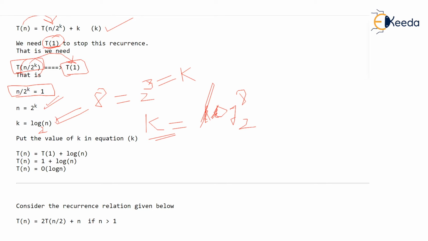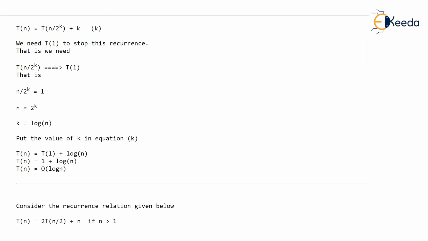Now the last thing is to just substitute this value of k in the equation. This value of k that we have got, k is equal to log n, you can just put it here in the equation. Wherever k is found in this equation, just put log n. So this equation will become Tn is equal to T(n/2^(log n)) plus log n, isn't it?